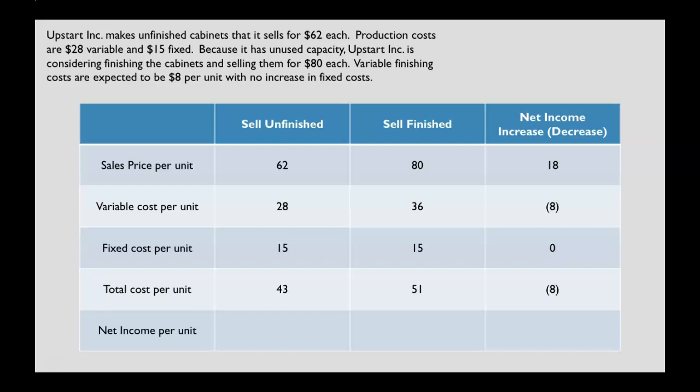Now, our net income per unit. What we'll do is we'll take our sales price per unit and subtract our total cost per unit for each of the unfinished and the finished columns. So we can see that based off of these sales price and cost amounts, if we sell our unfinished cabinets, we are getting a net income of $19 per unit. But if we were to sell finished cabinets, we would have a net income of $29 per unit, an increase of $10 per unit.